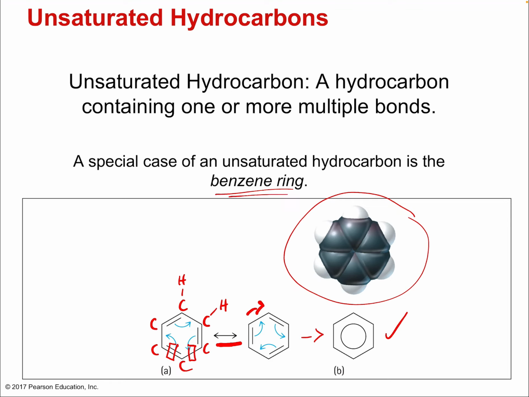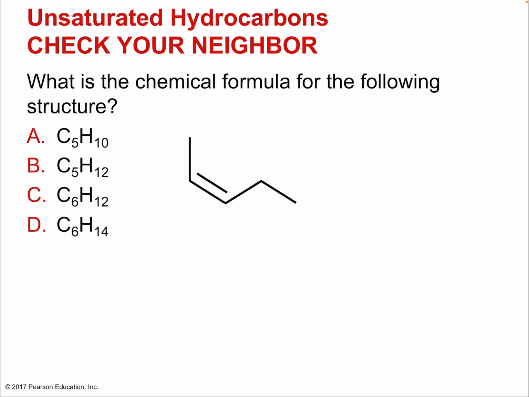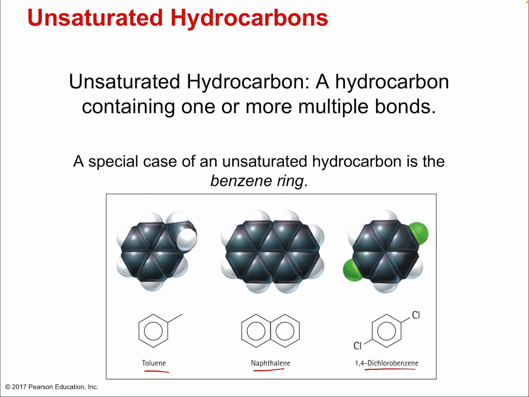The reason that scientists would do that and have this special notation is because the benzene ring is usually part of other larger molecules, like toluene or naphthalene or dichlorobenzene, okay? Notice that dichlorobenzene also contains chlorine, which we haven't seen yet, but certainly you can have hydrocarbons and then you have mixtures of hydrocarbons with other atoms.